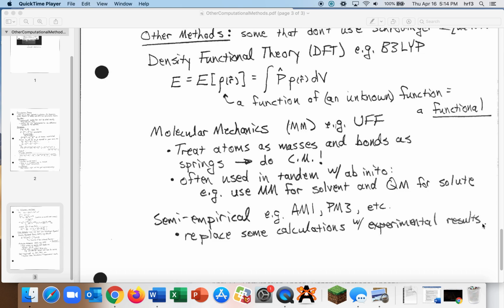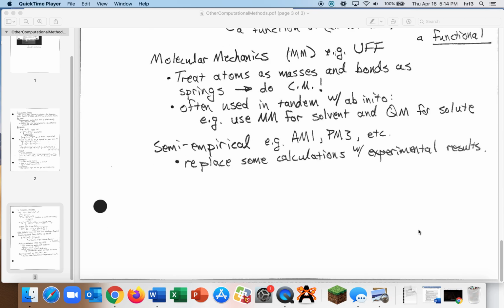And there are some other things you can do using experimental results, where some of the integrals that you would have to do to solve the quantum mechanics rigorously, you don't have to do because you're using experimental results.